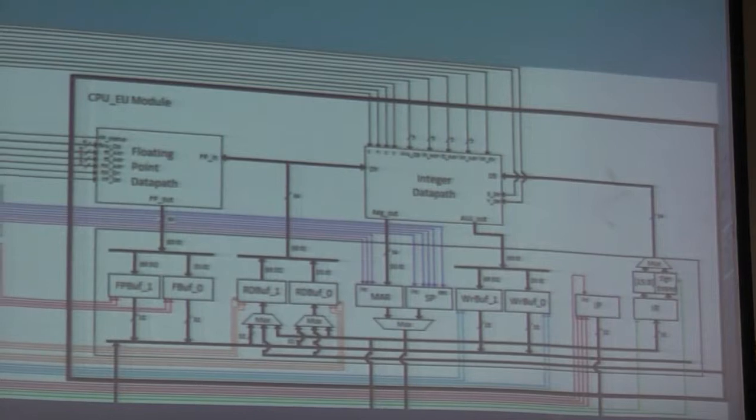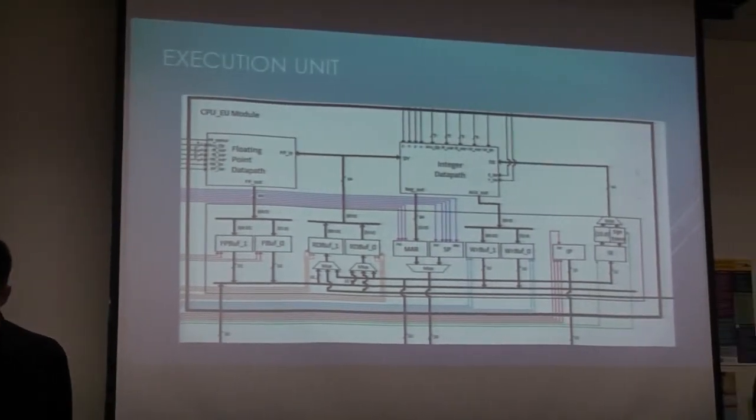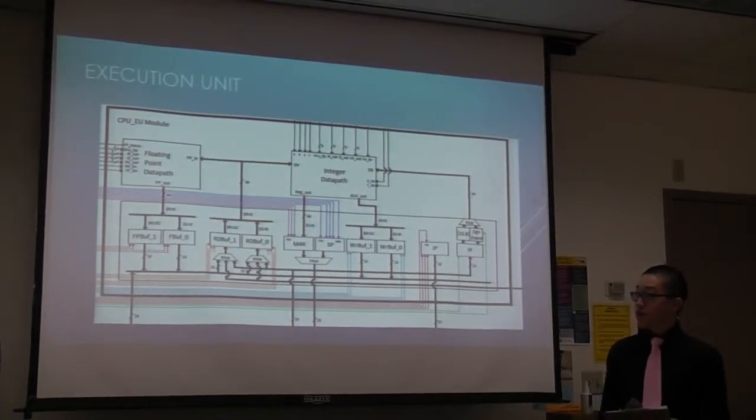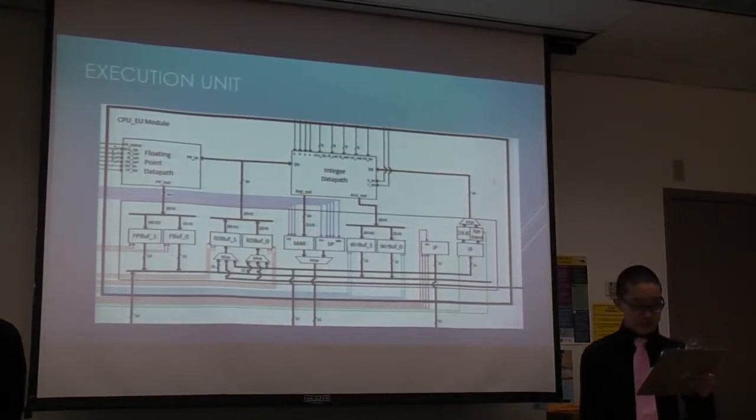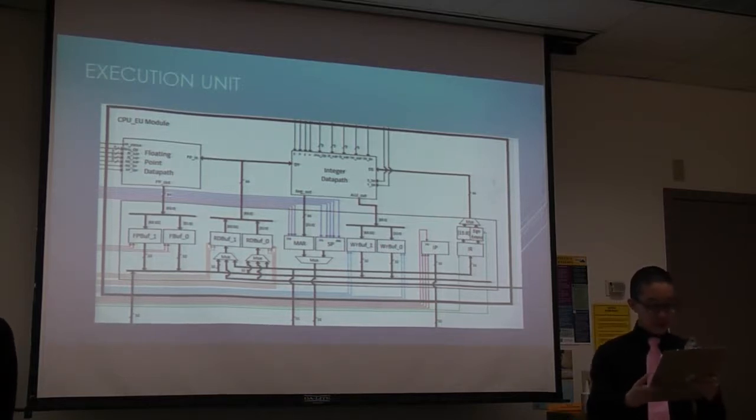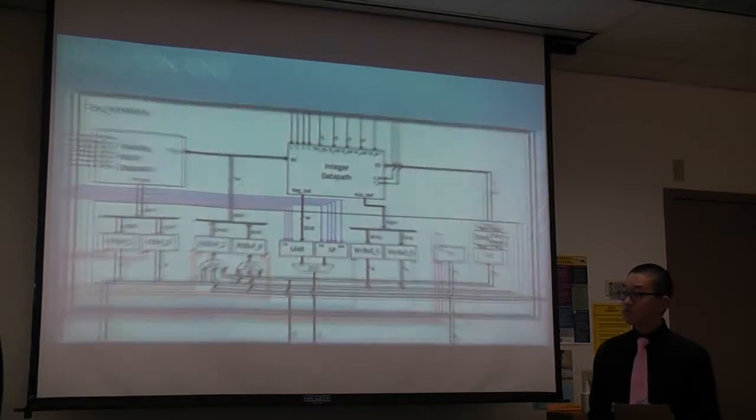Inside the CPU module is a control unit, and it produces the control words to engage the execution unit here. We have a lot of control words. This is the execution unit. It contains the BIU, the floating point data path, and the integer data path. The execution unit performs the operations and calculations of the processor.